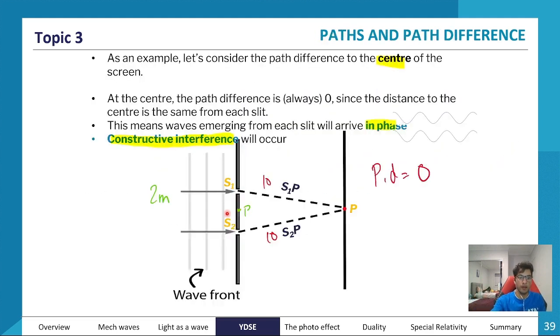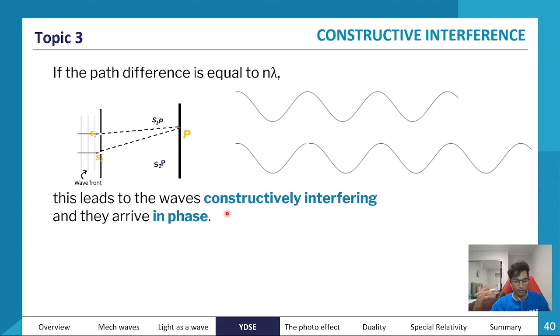But let's see what happens if we have a different scenario. Again, let's say the wavelength is 2 meters. Let's say this is our S2 wave, this is our S1 wave. Let's say S2 travels 8 meters and S1 travels 4 meters. The path difference, so how much extra did wave 2 have to travel? The path difference is given by 8 minus 4, which is just 4 meters.